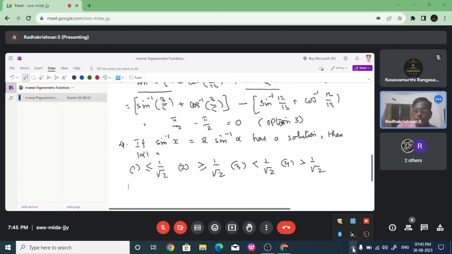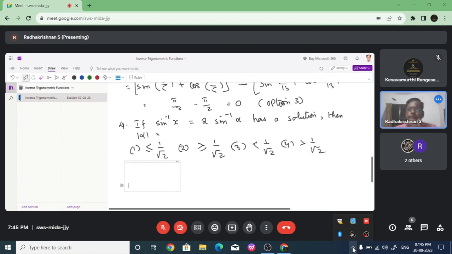So how can we do this? For this, all we need to know is the ranges of these different functions. Okay. So what is the range of sine inverse x?